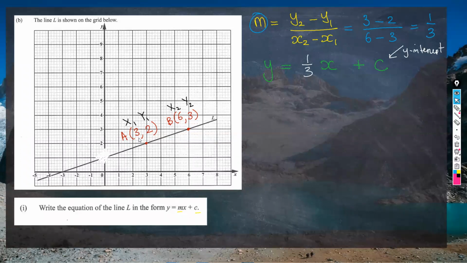And according to point A, x is 3 and y is 2. So all we have to do here is go here, replace y with 2 and x with what? 3. And we just solve for c, which is going to be real easy because 1/3 by 3 is 1. The 3 and the 3 will cancel out. So to solve for c, we throw across +1 to get -1. So your y-intercept is still +1. So we have 2 ways of figuring it out, right?